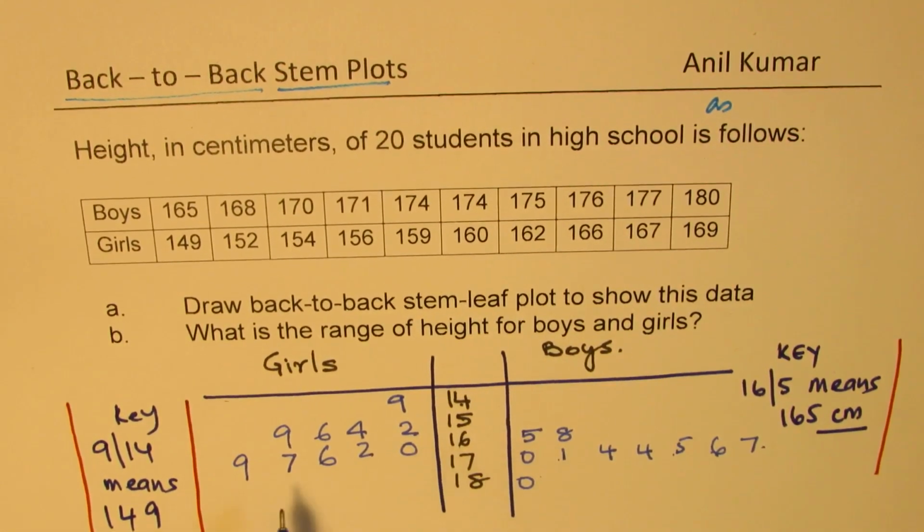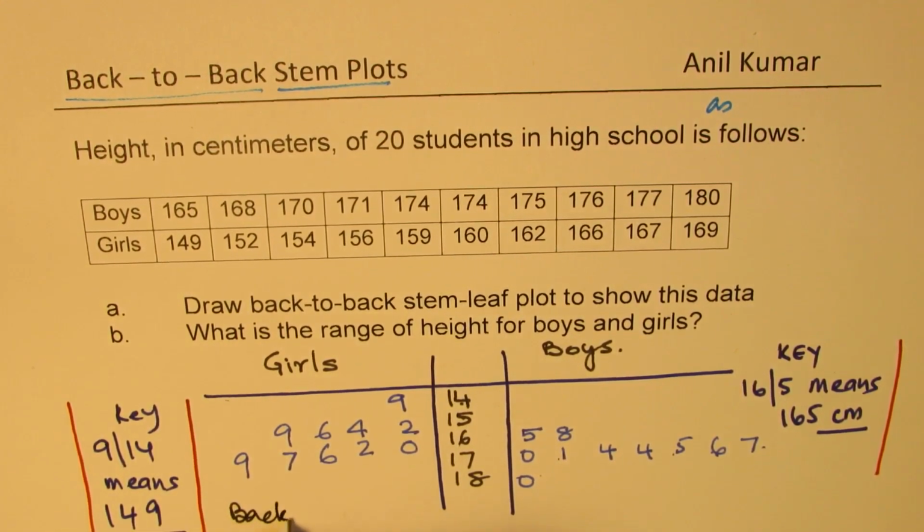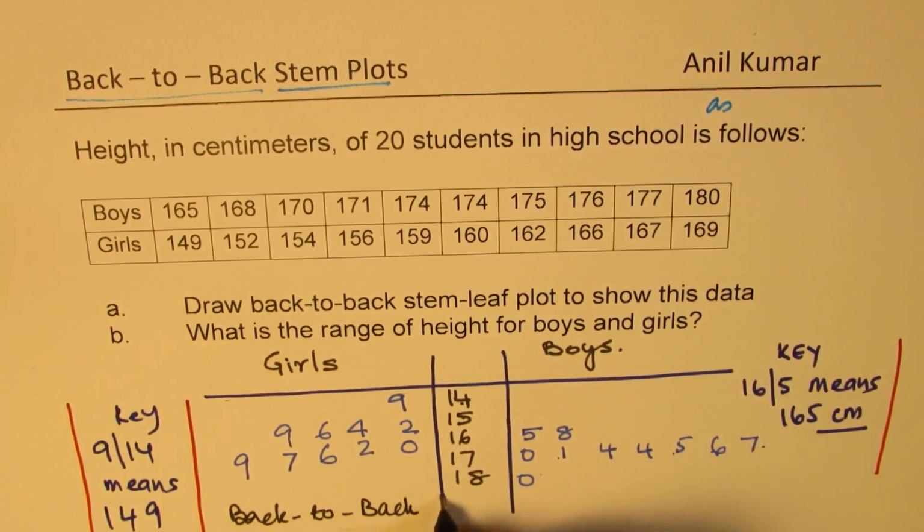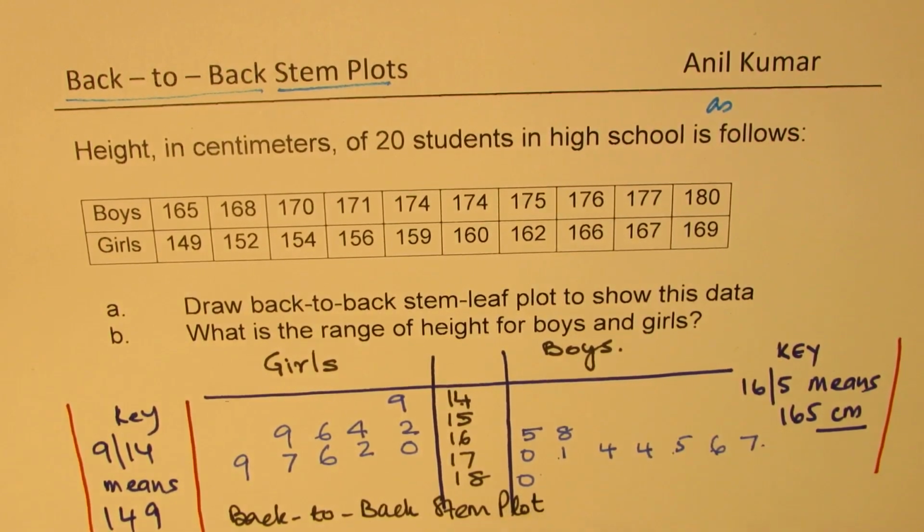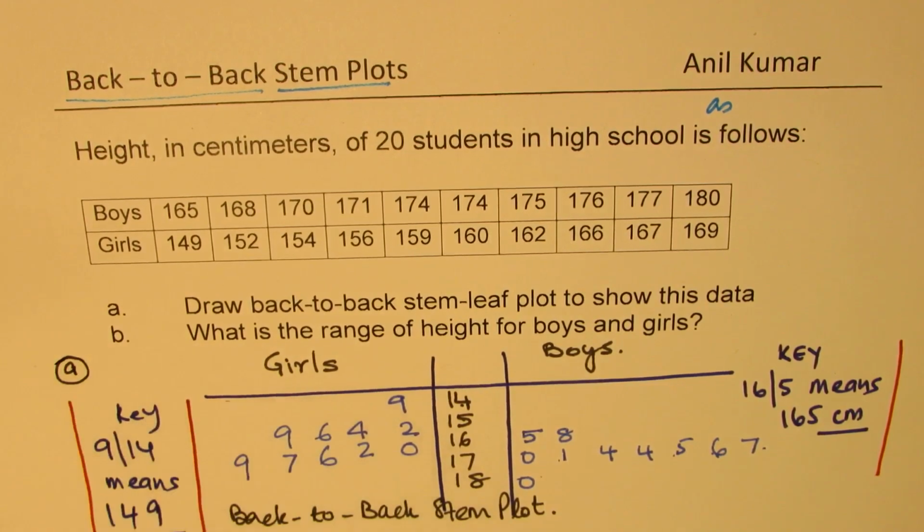So we get all the information right there, and this is what you call a back-to-back stem leaf plot, right? So this is what we have, back-to-back, we just call it stem plot or diagram. Okay. So we've done part A of this particular question.